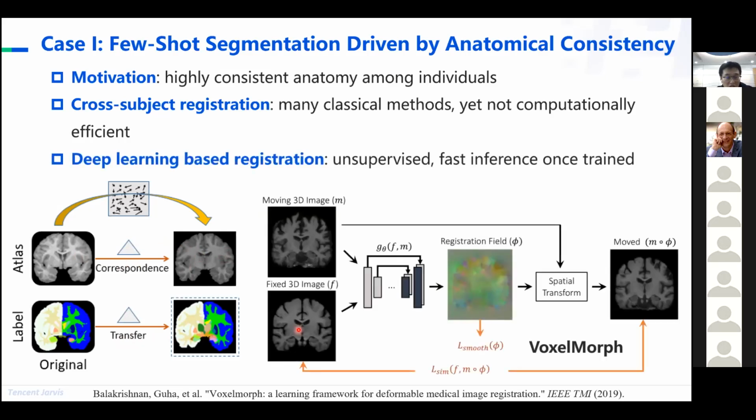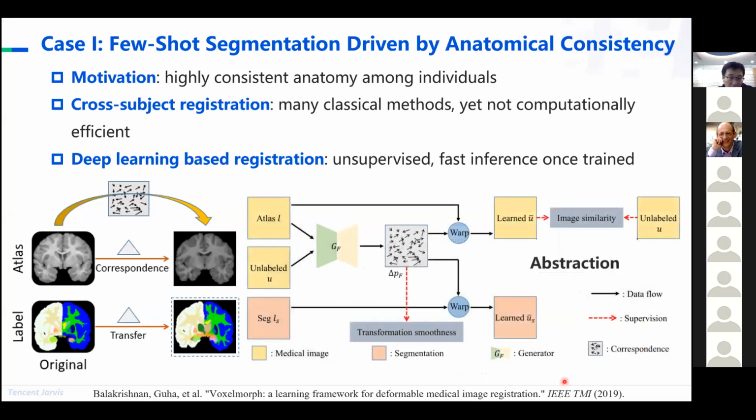Recently, deep learning-based registration has also been developed, and these methods are usually unsupervised, and the inference can be fast once trained. Here, I show the inspiring work of VoxelMorph. If we are going to use this framework for one-shot segmentation, we can abstract it like this. Given the atlas and the segmentation, we input the atlas and the unlabeled image to generate the deformation field. Then we warp this atlas towards this unlabeled image. At the same time, we could also use this deformation field to warp the segmentation of the atlas to get the segmentation of the unlabeled image.